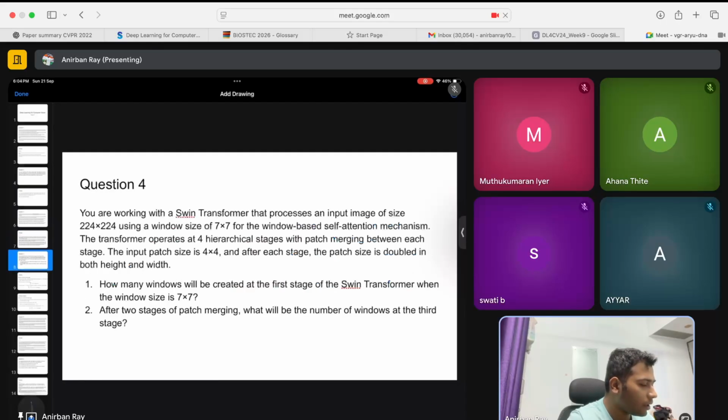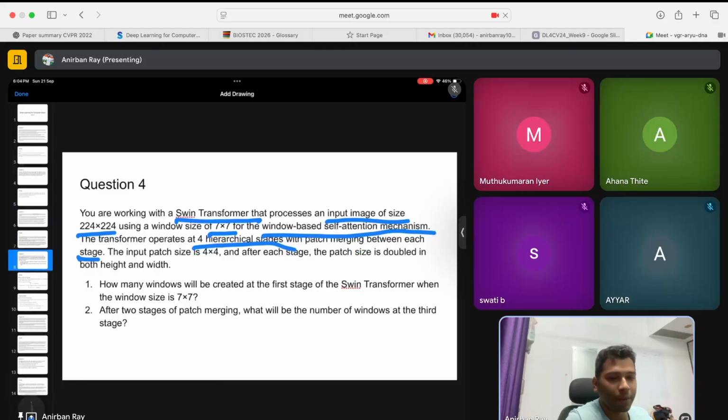Okay, now so you're working with a Swin Transformer here. Process the input image of size 224 cross 224 using a window size of 7 cross 7 for the window-based self attention mechanism. The transformer operates at four hierarchical stages with patch merging between each stage. Achha. Patches are merging and bigger patches are forming at every stage. The input patch is 4 cross 4. So if it merges, what do you get? So it's doubled in both height and width. Okay, so it becomes 8 cross 8.